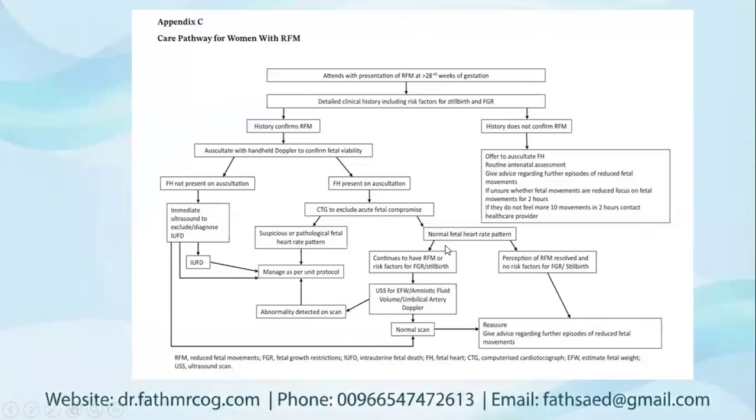But if the fetal heart rate is normal and she continues to have reduced fetal movement, or the patient already has risk factors for FGR or stillbirth, you will do ultrasound for estimated fetal weight, amniotic fluid volume, and umbilical artery Doppler. If the scan is normal, also reassure the patient and tell her if she has another decreased fetal movement, come back. And here, if an ultrasound abnormality is detected on scan, the patient will come here. Or if there is CTG abnormality, suspicion of pathological heart rate, manage as per unit protocol. That means if the CTG is abnormal, or the scan I did for her is abnormal, it will also come here. I will manage the patient as per protocol.